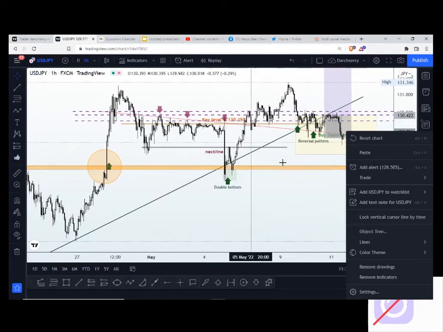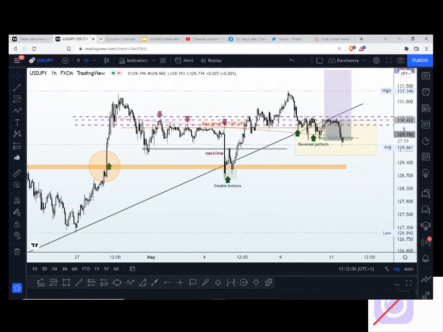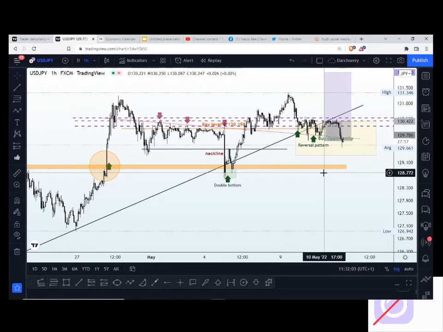However, that being said, we still need to just keep our fingers crossed on this pair, and let's see how price reacts as time goes by.